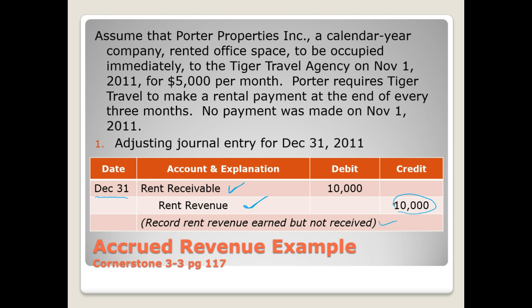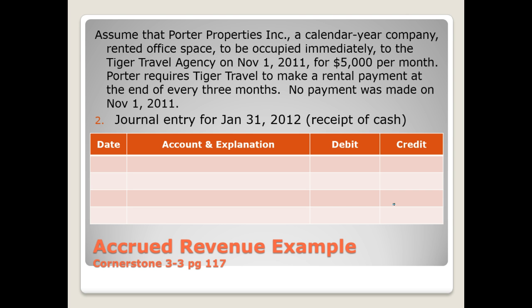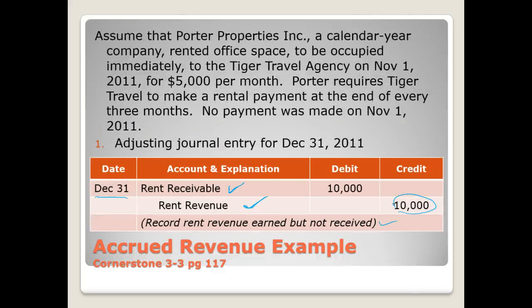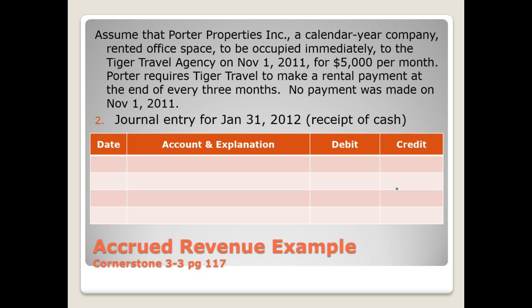Now, we know that on January 31st, 2012, the next year, Porter Properties will actually receive the cash from Tiger Travel for the full amount of 3 months of rent. Now, how much is 3 months of rent? Right, $15,000. So it'll receive cash of $15,000. But then what happens? Well, remember, in December, it had already recognized $10,000 of that $15,000. So it can't record a full $15,000 of revenue anymore, right? Okay, but on January 31st, it will have earned an additional $5,000 of rent revenue.